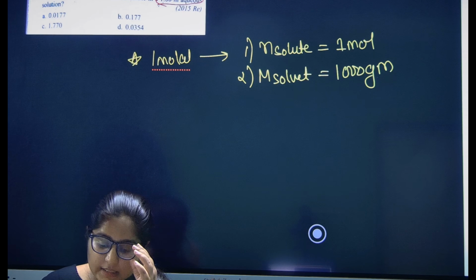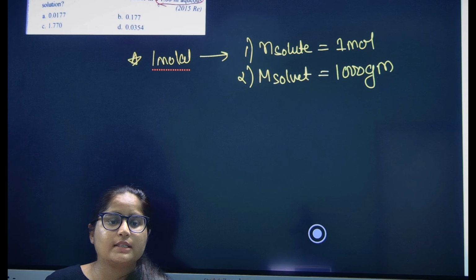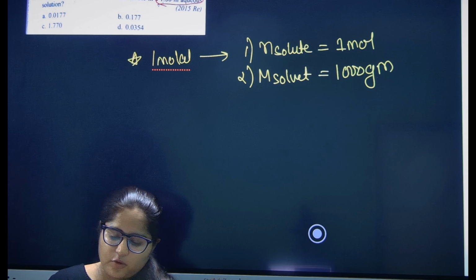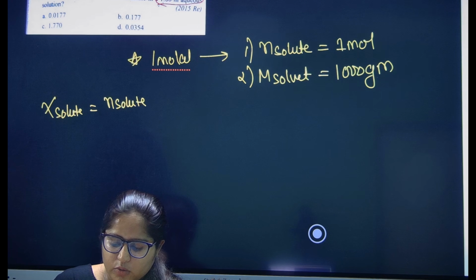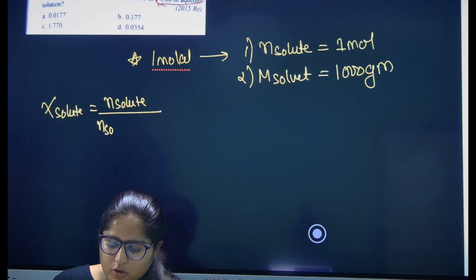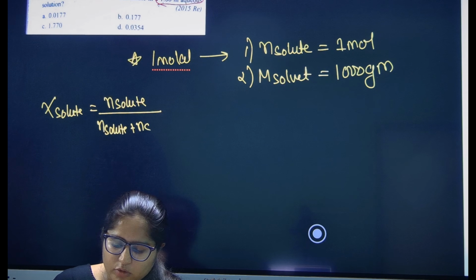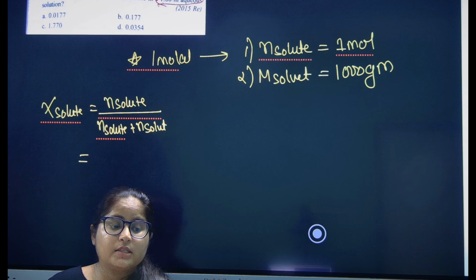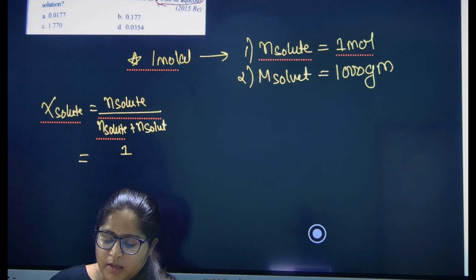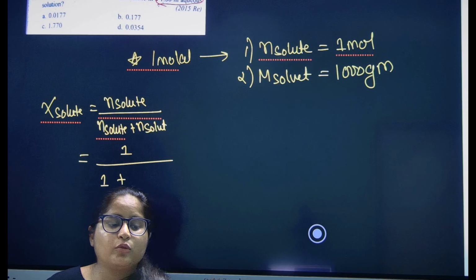Okay, now what they are asking? Mole fraction. So what is the formula for mole fraction? Mole fraction of solute will be equal to moles of solute by moles of solute plus moles of solvent. So mole of solute is how much? 1 mole. I am writing here, 1 plus. Now what I have to calculate?